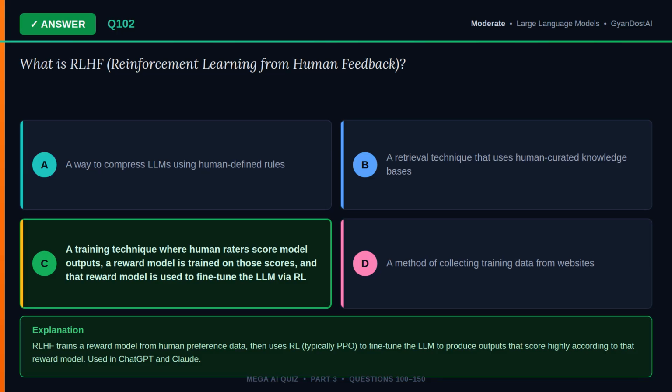A training technique where human raters score model outputs. A reward model is trained on those scores, and that reward model is used to fine-tune the LLM via RL. RLHF trains a reward model from human preference data, then uses RL, typically PPO, to fine-tune the LLM to produce outputs that score highly according to that reward model, used in ChatGPT and Claude.